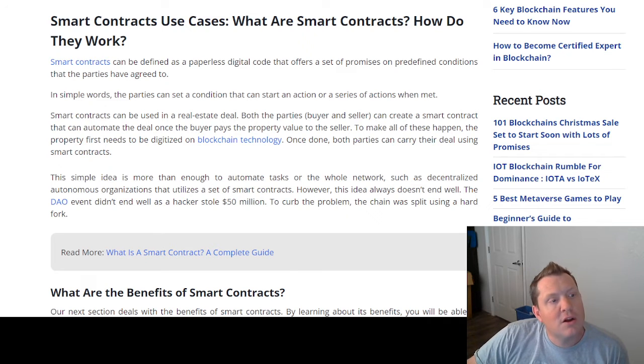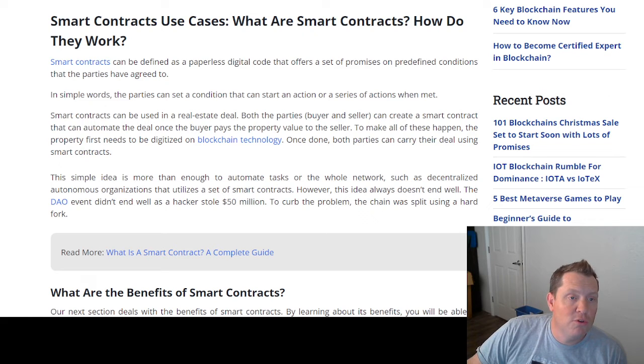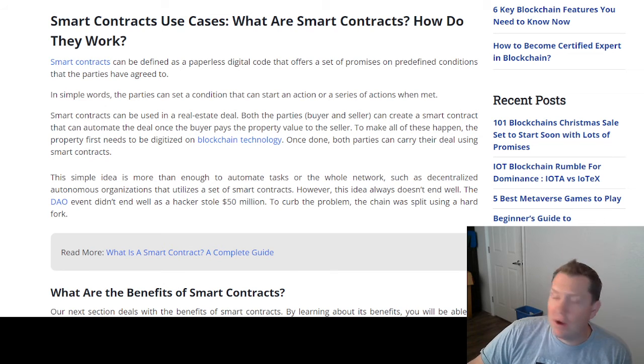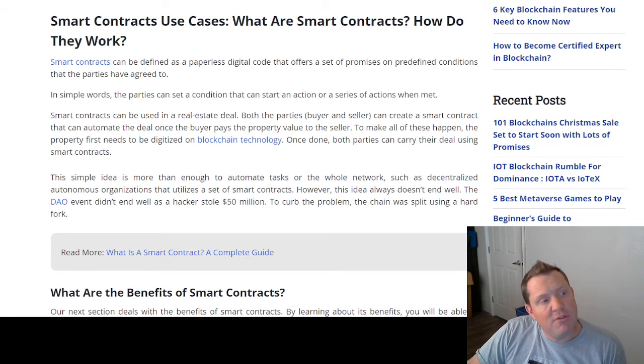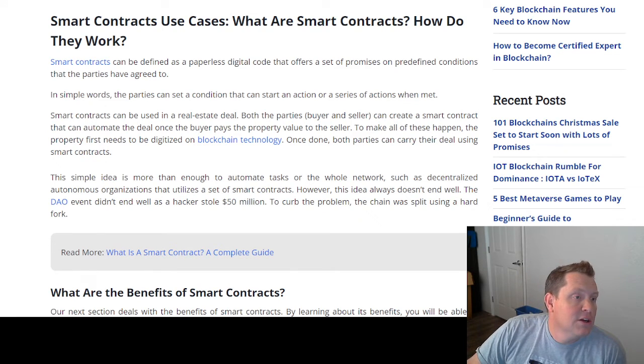Cost effective. Smart contracts make transactions more cost effective. This is done with the removal of intermediaries from the process. They're fast performance, meaning they don't have to take days to be recorded by other parties. They get recorded immediately and they're fast. They're accurate and error free. So lastly, smart contracts are error free and accurate.